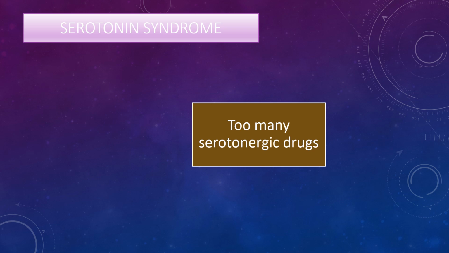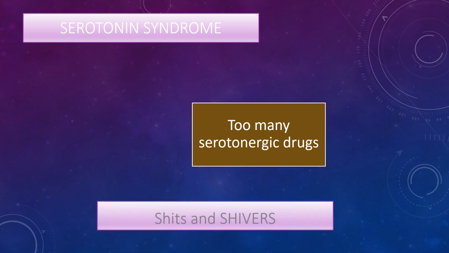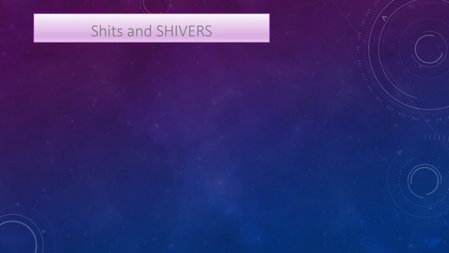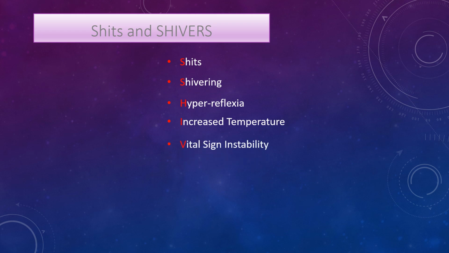Serotonin syndrome by Memorable Psychopharmacology. Remember, it's caused by too many serotonergic drugs. This mnemonic is shits and shivers: shits, shivering, hyperreflexia, increased temperature, vital sign instability, encephalopathy, restlessness, and sweating.